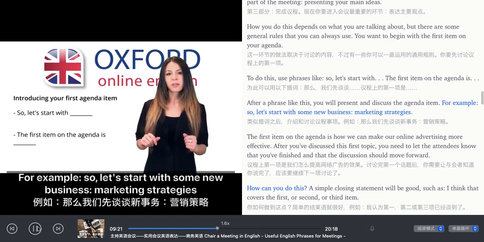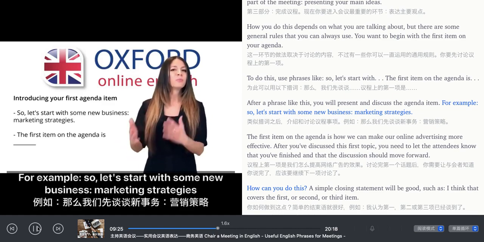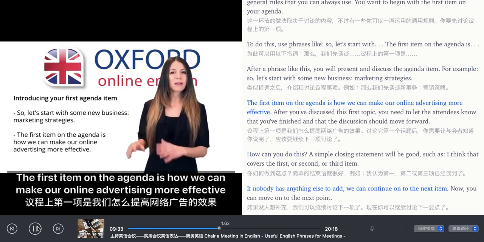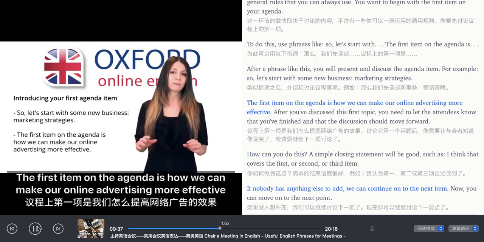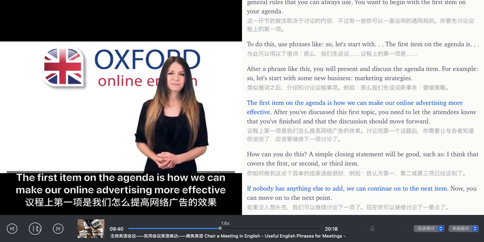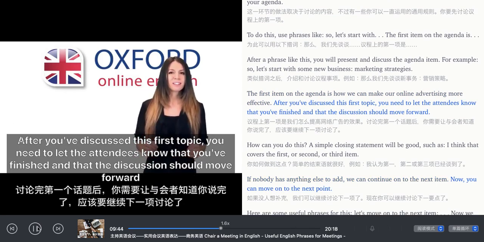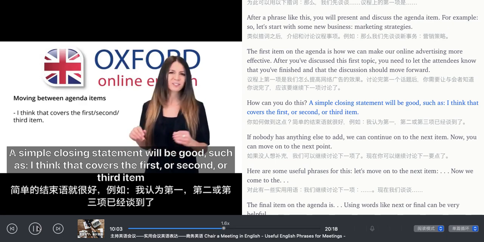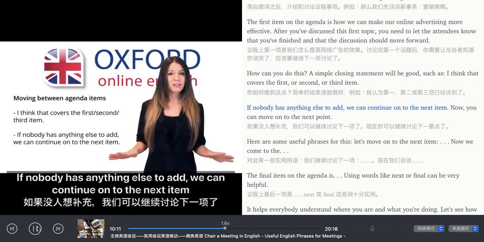For example, so, let's start with some new business, marketing strategies. The first item on the agenda is how we can make our online advertising more effective. After you've discussed this first topic, you need to let the attendees know that you've finished and that the discussion should move forward. How can you do this? A simple closing statement will be good, such as, I think that covers the first or second or third item. If nobody has anything else to add, we can continue on to the next item.